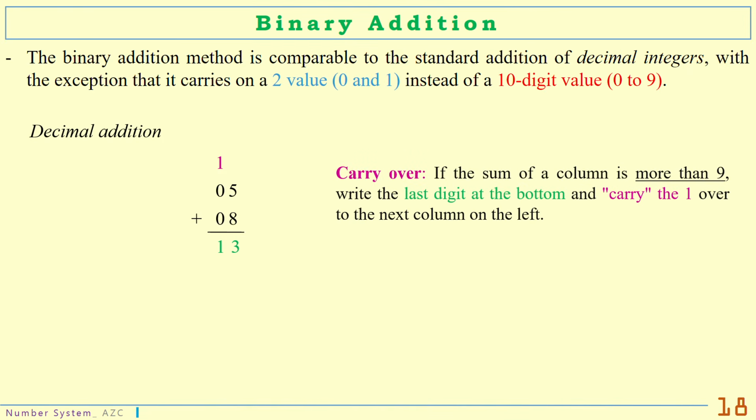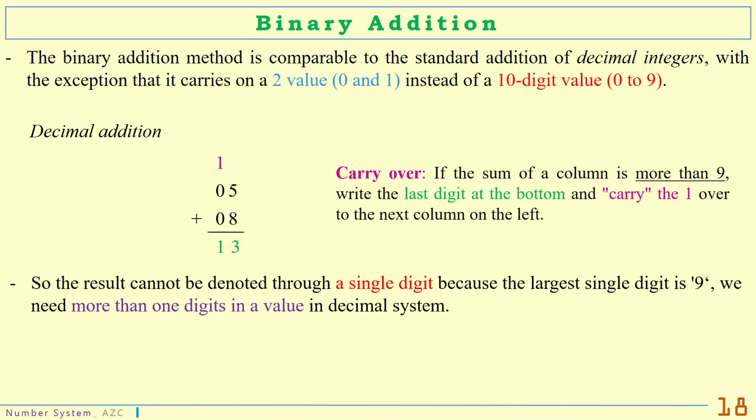We always use carryover. If the sum of a column is more than 9, write the last digit at the bottom and carry the 1 over to the next column on the left. So the result cannot be denoted through a single digit, because the largest single digit is 9, we need more than one digit in a value in the decimal system.